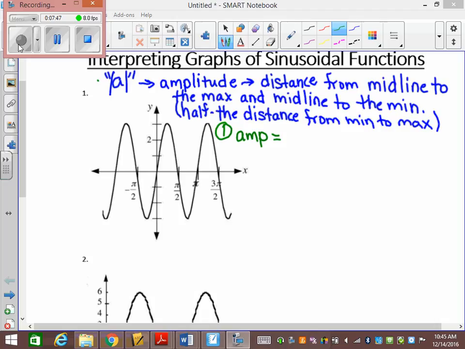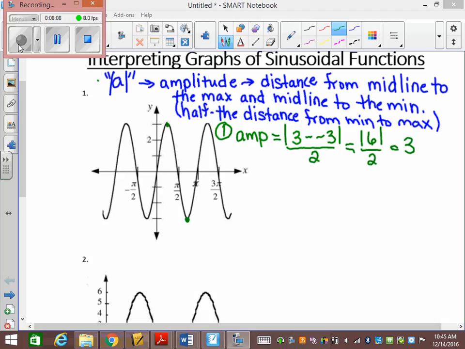So amplitude is max minus min, which is negative 3. The max is at 3, it's the highest I go. The min is at negative 3, it's the lowest I go, right? So 3 minus negative 3, divided by 2. So we actually get the absolute value of 6 divided by 2, which is 3.